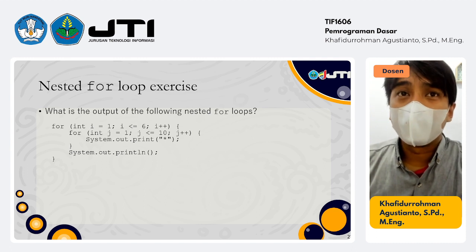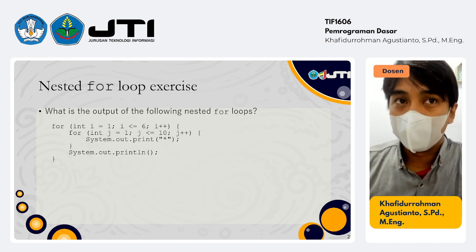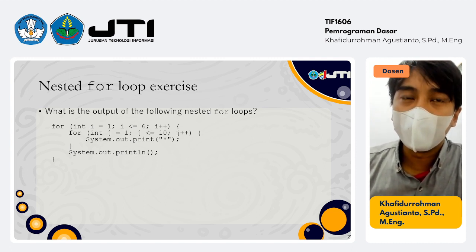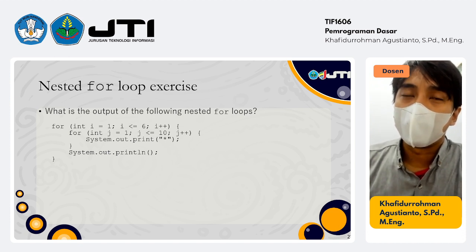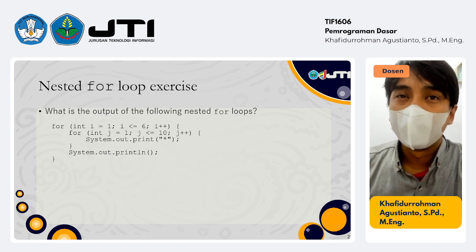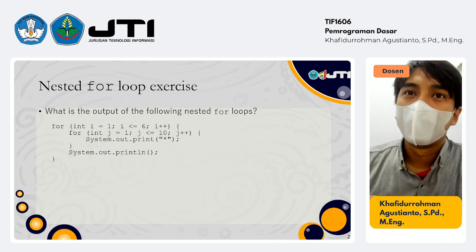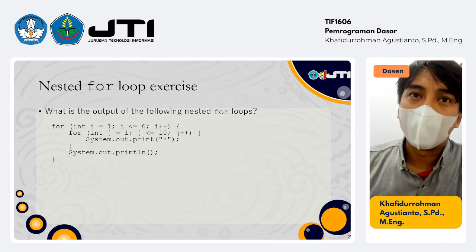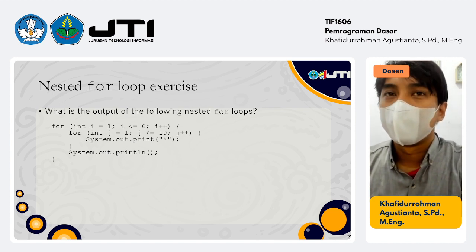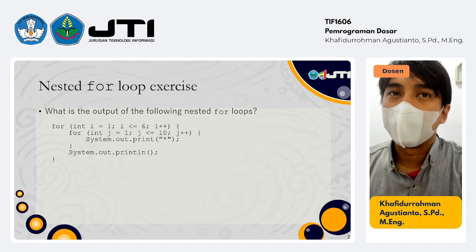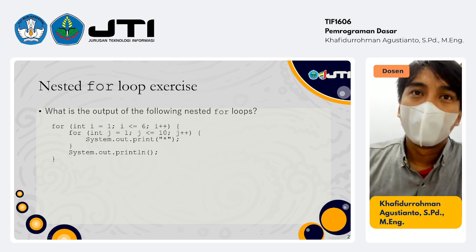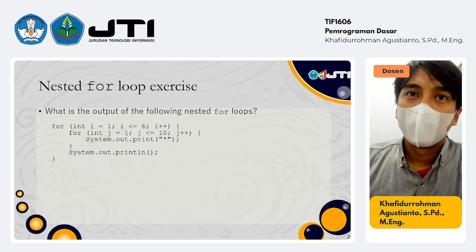What is the output of the following nested for loops? For (int i = 1; i <= 6; i++) for (int j = 1; j <= 10; j++) System.out.print("Agustianto"); System.out.println(). So it should be... anyone knows?